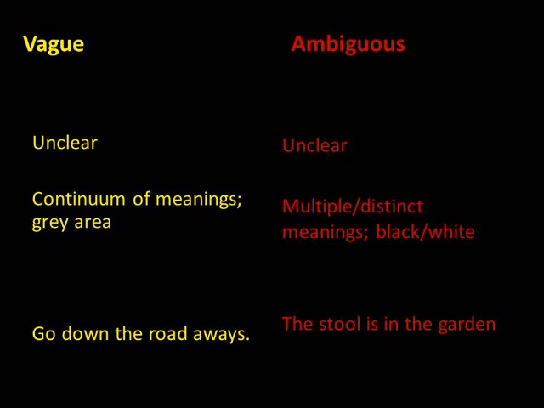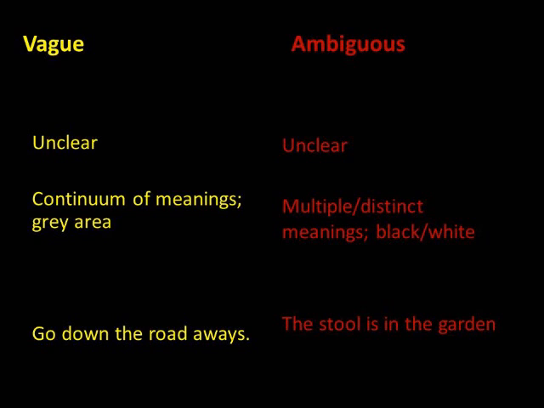Ambiguity also refers to a lack of clarity and meaning, but ambiguity arises when there's more than one meaning, and it's difficult to choose which meaning was intended. For example, the stool is in the garden. That's ambiguous because stool could mean poop, right, or chair, or toadstool, or something else that's very clear and distinct.